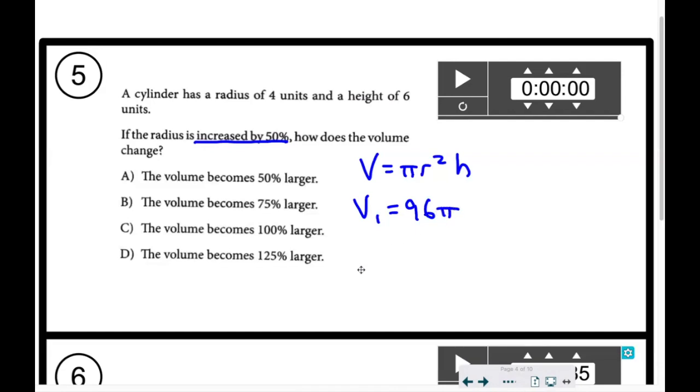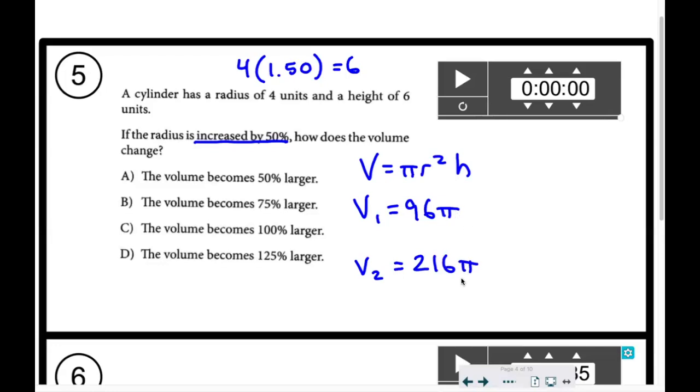All right. And then if I want to find the second volume, now I have to increase the radius by 50%. I would increase something by 50% simply by multiplying by 1.50, and that gives us 6. So now our radius is 6, but our height doesn't change. Our height is still 6. So now I have 6 squared times 6, which is 216. So now I get 216 pi. All right, so that's the new volume.